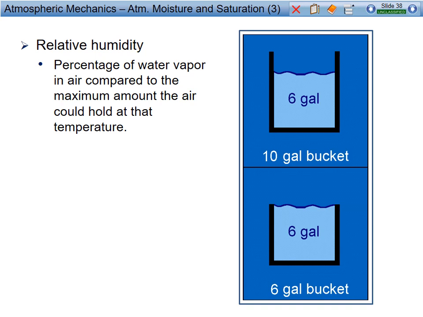If we were to lower the sides of the bucket, that would be like the same thing as lowering the temperature of the air, meaning that it could not hold as much moisture. If we lower the temperature or the sides of the bucket enough, it becomes equal to the amount of moisture it can hold, and it again becomes saturated.